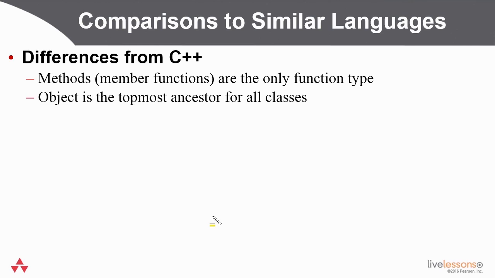In Java, if you define a class and you don't say what its parent class or its superclass is, then its parent class or its superclass is automatically a class named Object. This is not true in C++.